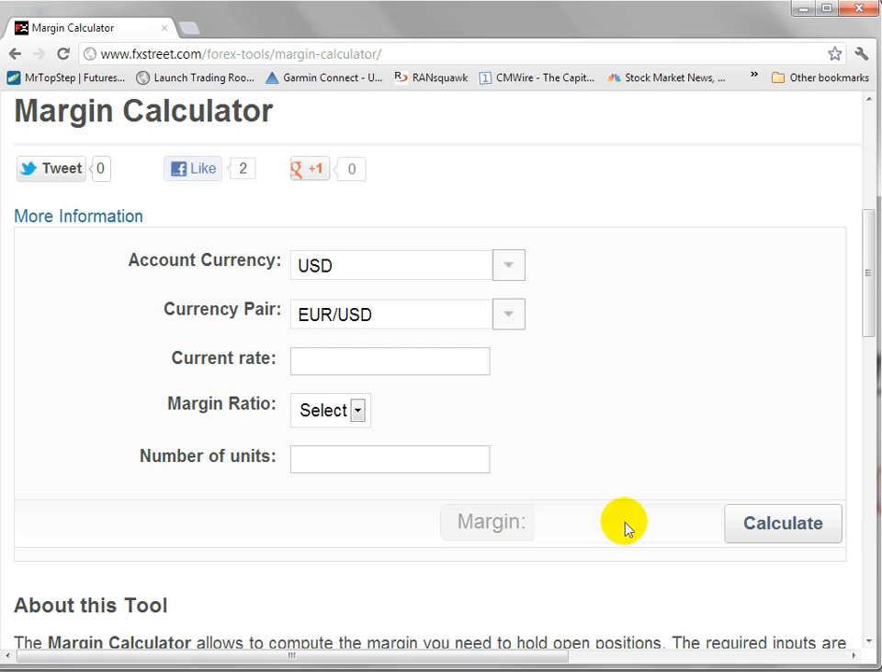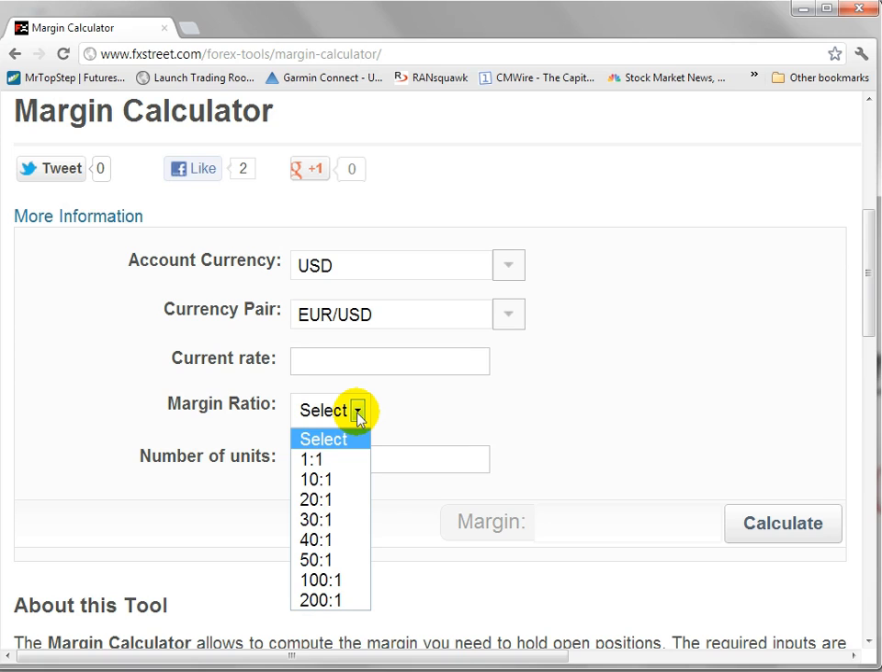You probably remember me mentioning that the margin requirement is going to be dependent on 3 things. One of those things being the current rate, what the current market price is. The other being the number of units you're trading. Are you trading a mini lot, which is 10,000 units? Are you trading a standard lot, which is 100,000 units? Are you trading something in between, or are you trading more? And the third being the margin ratio.